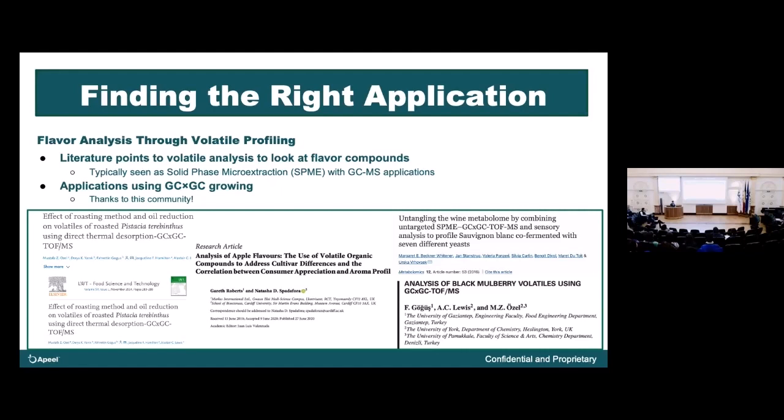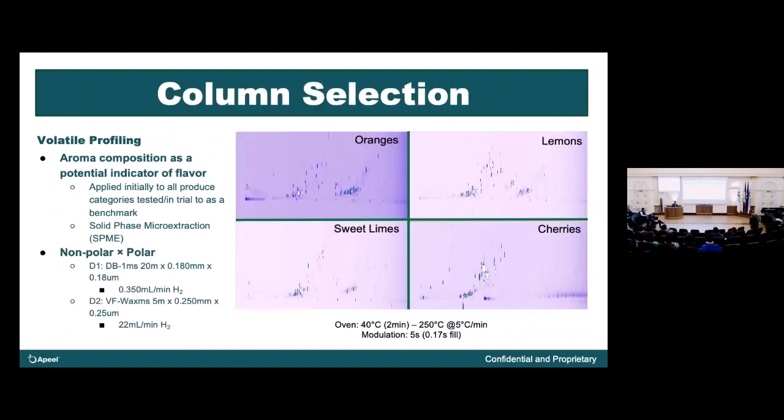So now again, we're trying to find the right application. We see a lot of flavor analysis and things like that in the GC-GC world, and we're seeing a lot of applications coming from everyone here, basically. And so we started to do some volatile profiling. And we really were just kind of learning how to do SPME and apply this to GC-GC. All we had is a GC-GC FID, so we didn't get a lot of information. We went to this non-polar polar setup, but we could see that there's a lot of complexity there. And so this was really interesting to us, but we didn't quite know what to do with it.